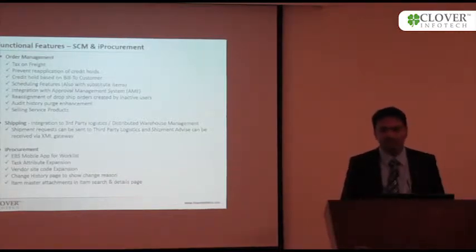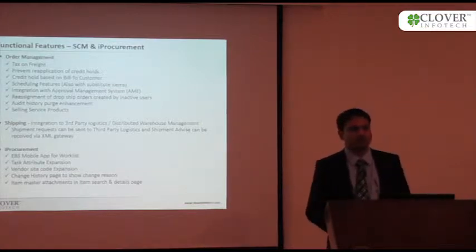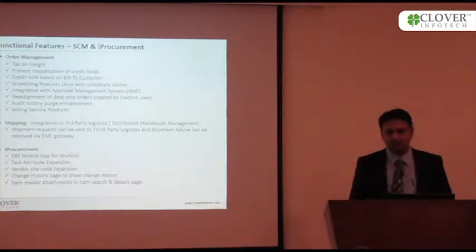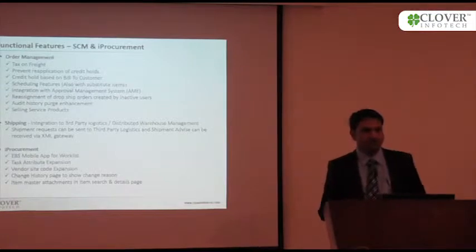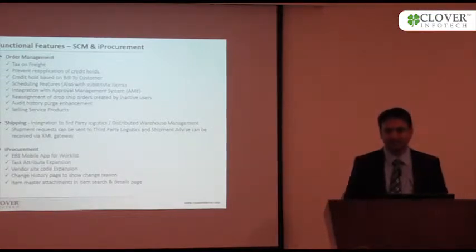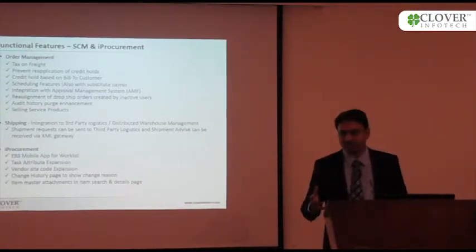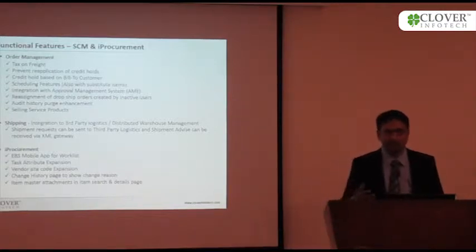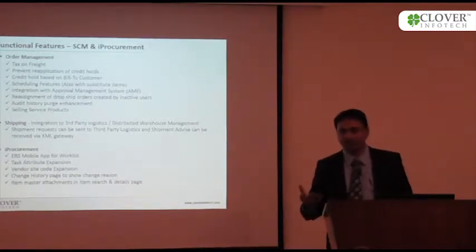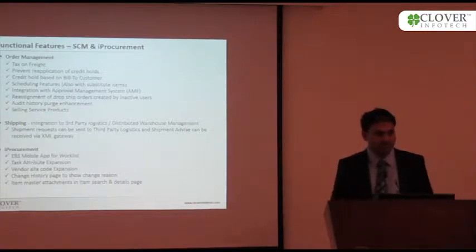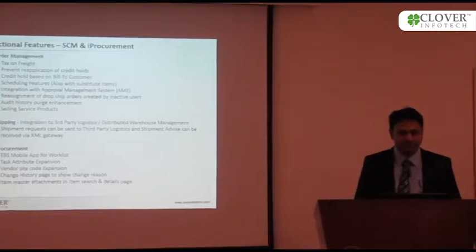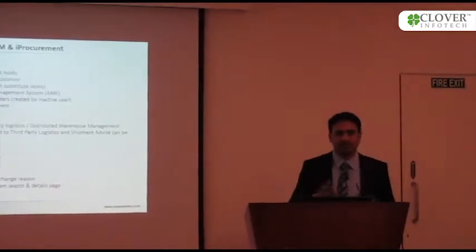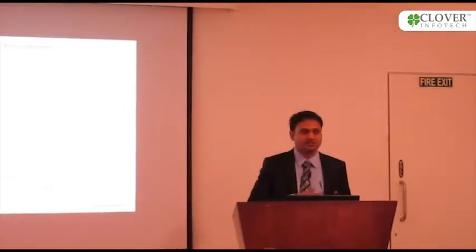Moving ahead, around shipping. Earlier there were no standard APIs available to integrate any third-party logistics or distributed warehouse management. So today, if you have to integrate with your logistics company, or for that matter, you want to extend your system to know the shipment status to a customer, the APIs are right now available in the 12.2 features. You can actually integrate to a logistics company wherein you can get to know the shipment status until it reaches the customer.